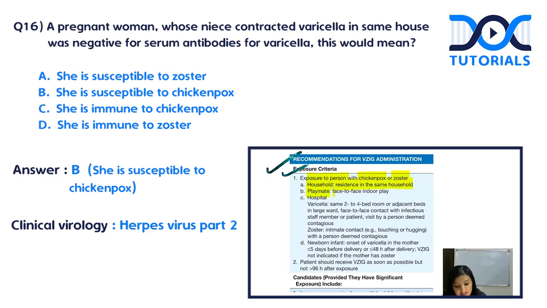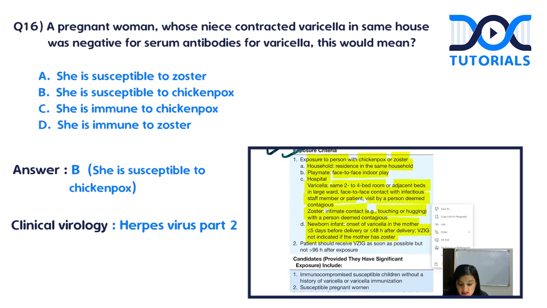ठीक है. Playmate, face to face indoor play. Hospital, varicella, same 2 to 4 bedroom or adjacent beds in large ward, face to face contact with infectious staff member or a patient, visit by a person deemed contagious. Zoster के case में intimate contact like touching, hugging with a person deemed contagious. Newborn infant, onset of varicella in the mother less than or equal to 5 days before delivery or less than or equal to 48 hours after delivery. Okay, VZIG, Varicella-Zoster immunoglobulin is not indicated if the mother has zoster. ठीक है, ये हैरिसन की गाइडलाइंस है. Patient should receive Varicella-Zoster immunoglobulin as soon as possible but not more than 96 hours.